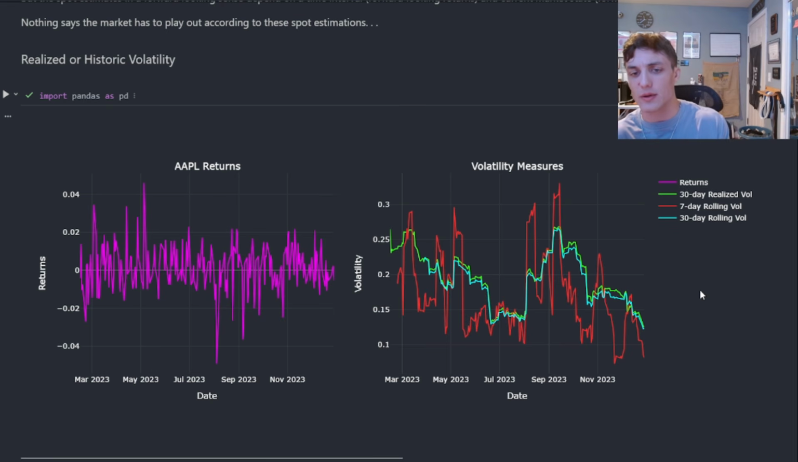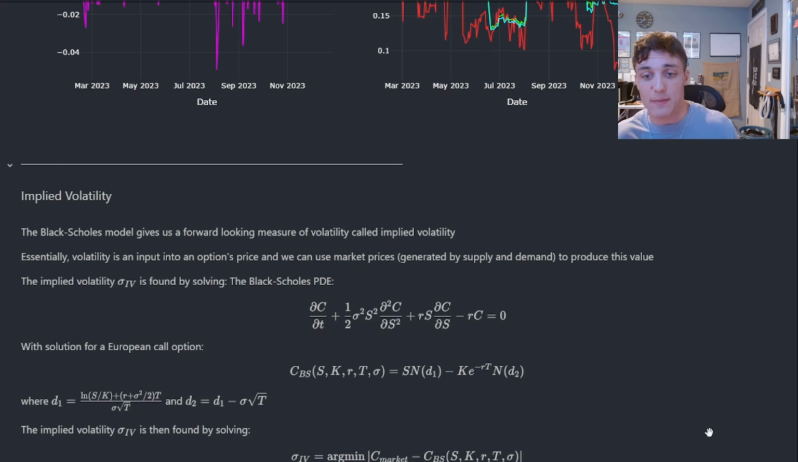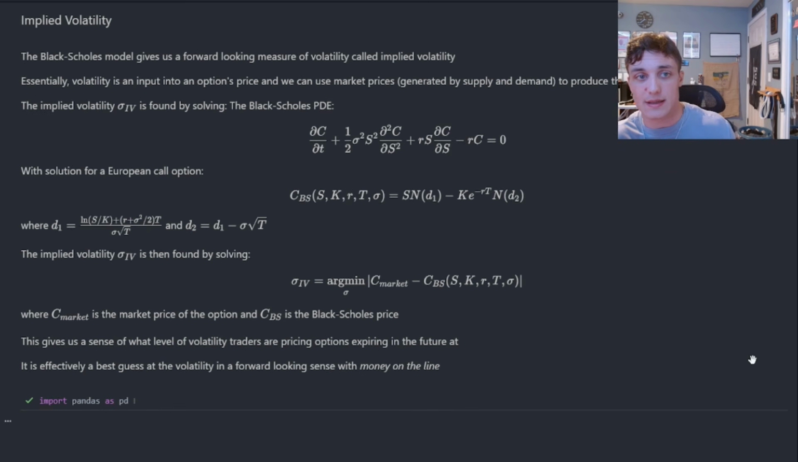But what about forward-looking volatility? Let's say this is today, and we're observing like a 13% realized volatility on a 30-day rolling basis. Is that fair to say we're going to see similar volatility for the next 30 days? Or should we use a different measure? Is there a better forward-looking measure? There certainly is. And that brings us to implied volatility.